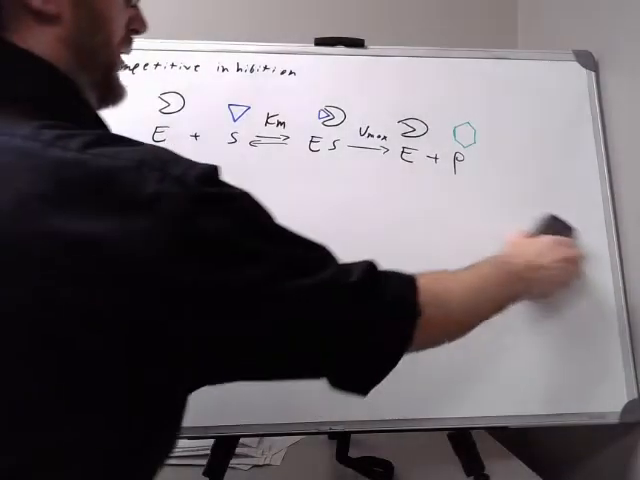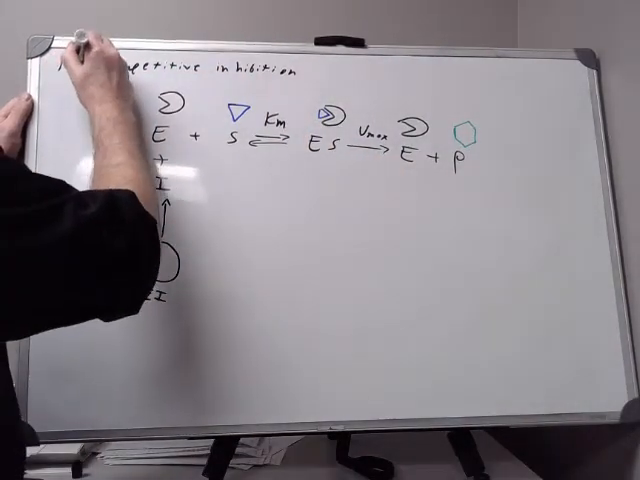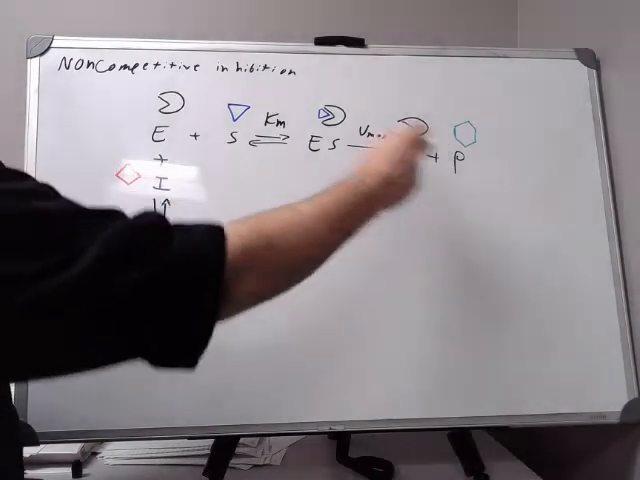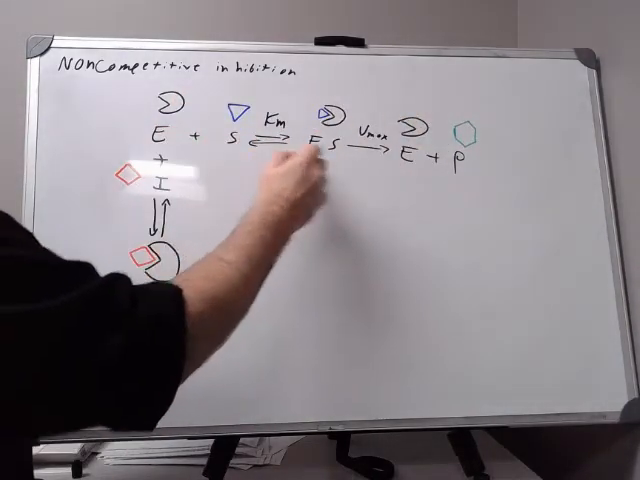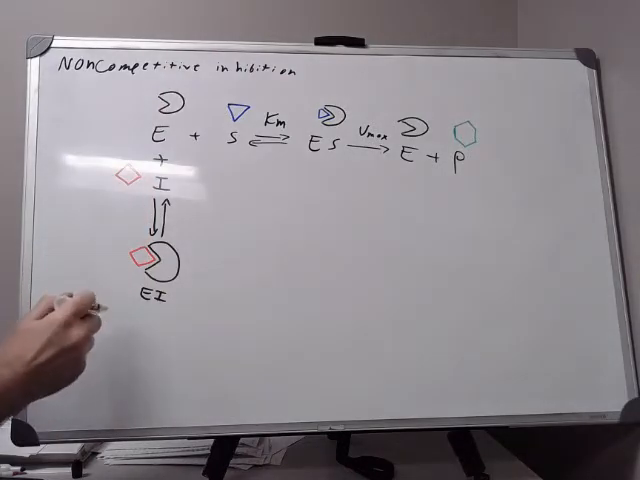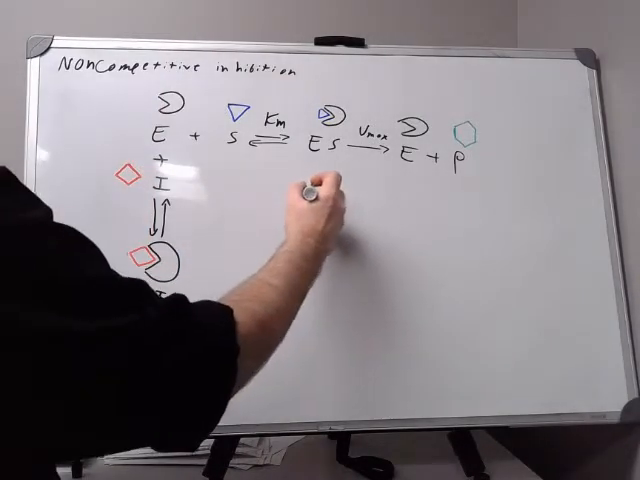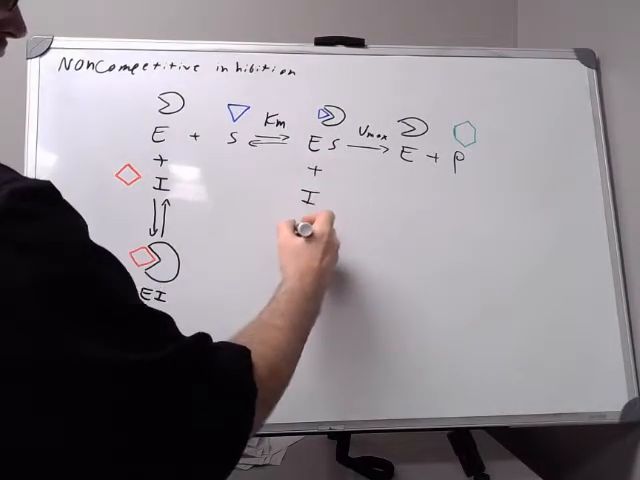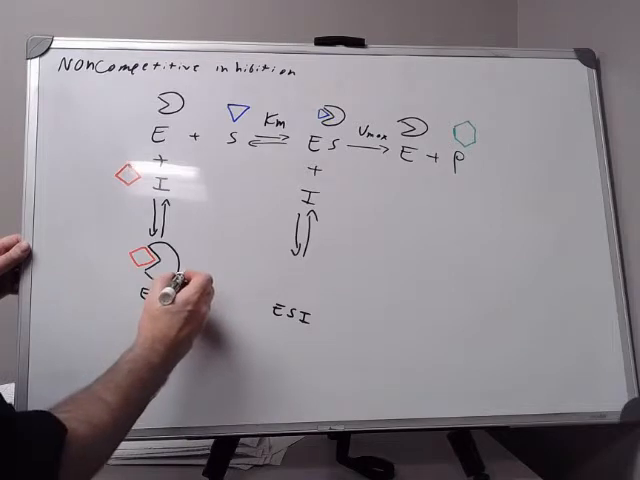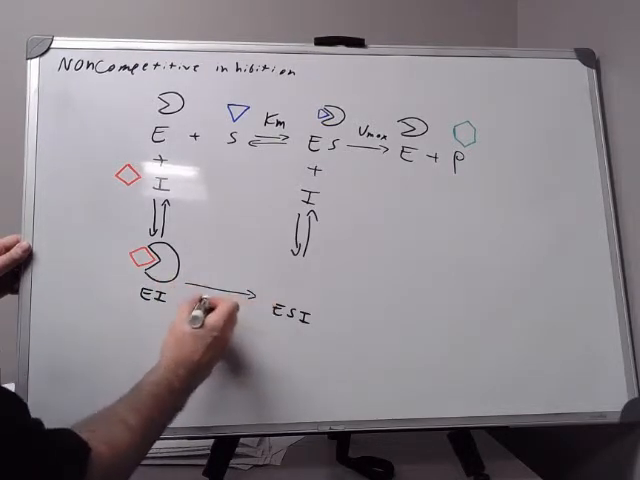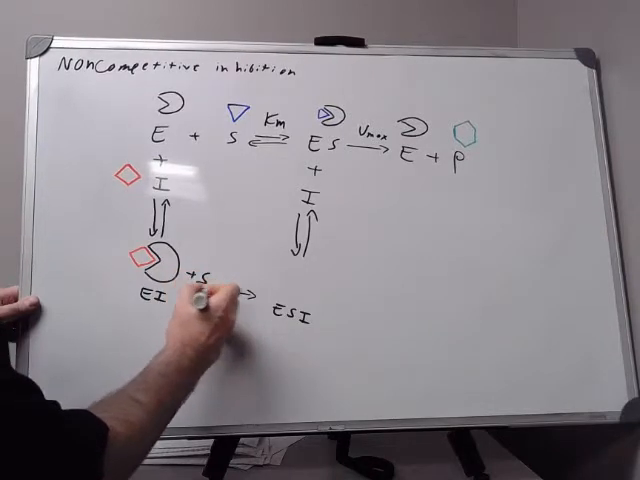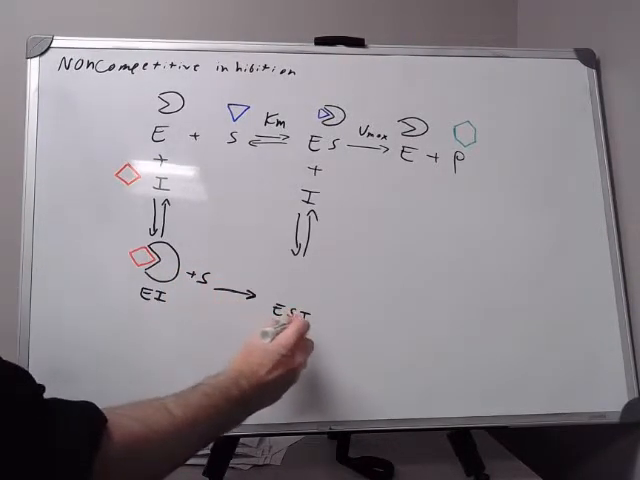So now we'll discuss non-competitive inhibitors, which are different from competitive inhibitors. We still have this pattern here, where the enzyme plus the substrate goes to the enzyme substrate complex, then goes to enzyme plus product. We still have enzyme binding to inhibitor, but we also have this enzyme substrate complex can bind to inhibitor, forming an enzyme substrate inhibitor complex, or our enzyme inhibitor complex can bind to the substrate, forming the same enzyme substrate inhibitor complex.